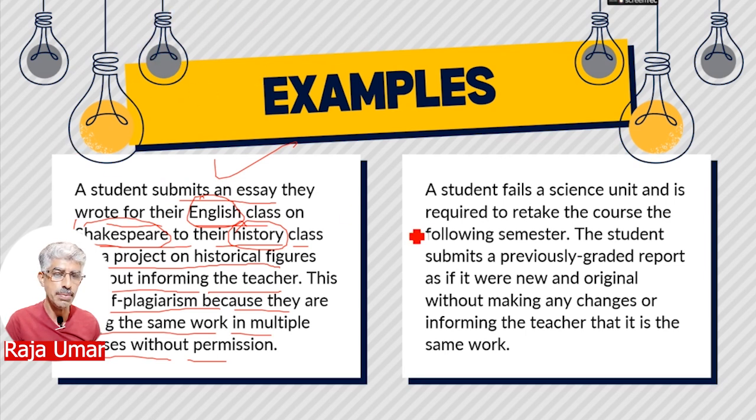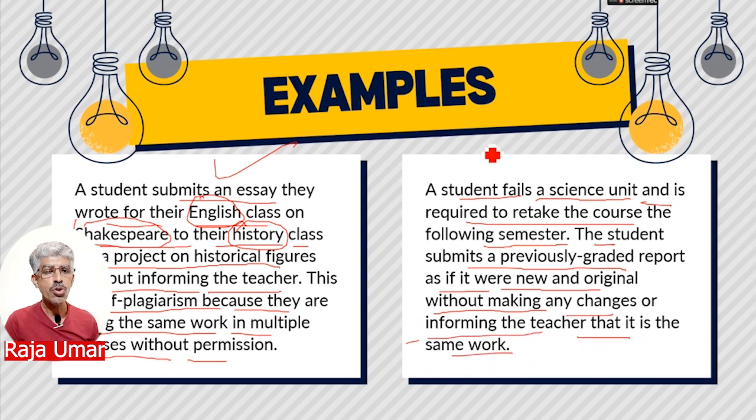And on the other hand, second example, a student fails a science unit and is required to retake the course the following semester. The student submits a previously graded report as if it was new and original without making any changes or informing the teacher that it is the same work. So again the student is presenting his task twice. That is known as self-plagiarism. So moving on to the next type.